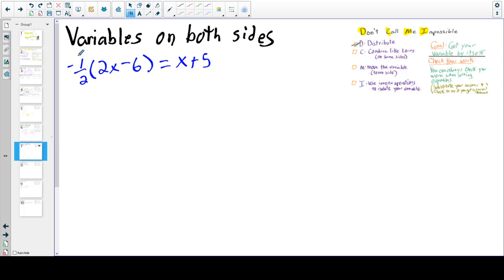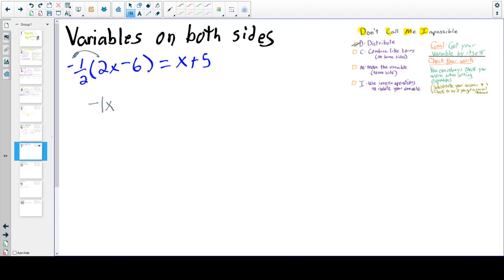And again, if you don't know what to do, or if I said, what's negative 1/2 times 2? Use your calculator. Don't try to guess. If you really don't know, or you don't remember the rules, like a negative times a positive and all that kind of stuff, use your calculator. So negative 1/2 times 2 is negative 1.